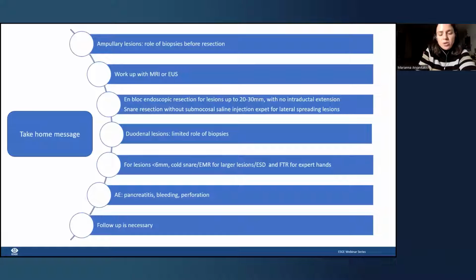On the other hand, in duodenal adenomas, there's a limited role of biopsies. We really use endoscopic evaluation. Cold snare can be used for smaller lesions. EMR is the major resection technique, with ESD and FTR for expert hands. We have to be able to acknowledge and to manage the adverse events, and in both cases, follow-up is necessary.